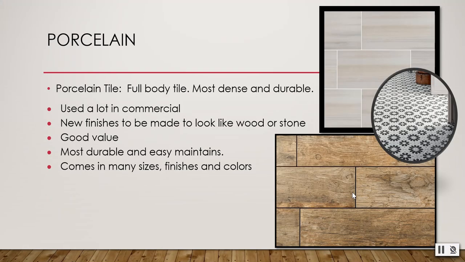So we've got that. But next is my favorite. It's porcelain tile. Porcelain tile is full body tile. It is the most dense and durable tile. It is baked and it is so strong, and the color is all the way through the entire piece of tile. We use this a lot in commercial, and you are starting to see it totally dominate the flooring scene. And we have wonderful wood-looking tiles, and those are great for restaurants.